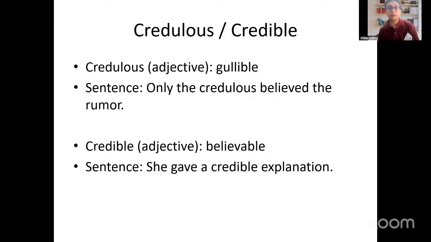Credulous and credible. Now, credulous is gullible. जिसको आसानी से बुद्धू बनाया जा सकता है, जो बहुत भोला भाला इंसान है, उसको क्रेडुलस बोलते हैं, उसको गलेबल बोलते हैं. Only the credulous believe the rumor. Credulous मतलब भोले भाले लोग, जिनके पास ज्यादा जो अपने दिमाग नहीं चलाते हैं, वही लोग ऐसी बातों पे विश्वास करते हैं, राइट?